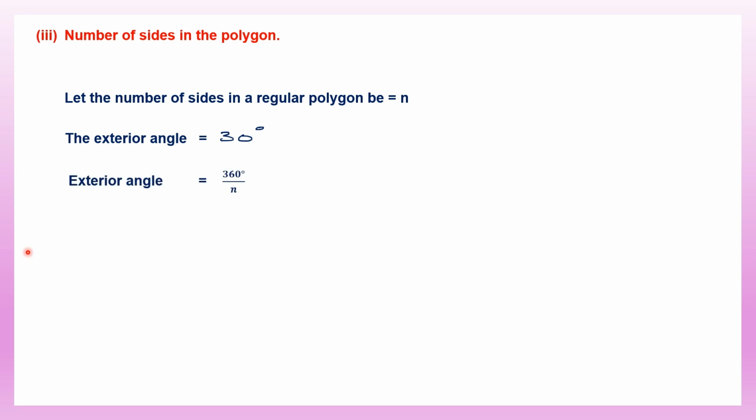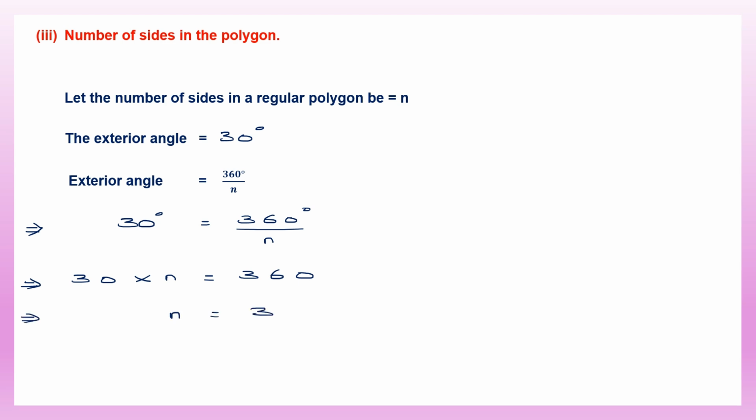So what is the formula? Exterior angle is equal to 360 degrees divided by n. And we already know the exterior angle, it's 30 degrees. So it's always easier to use this formula. So exterior angle is 30 degrees and this is equal to 360 degrees divided by n, where n is the number of sides. Now transpose n to the other side, it becomes 30 into n, and on this side you have 360.